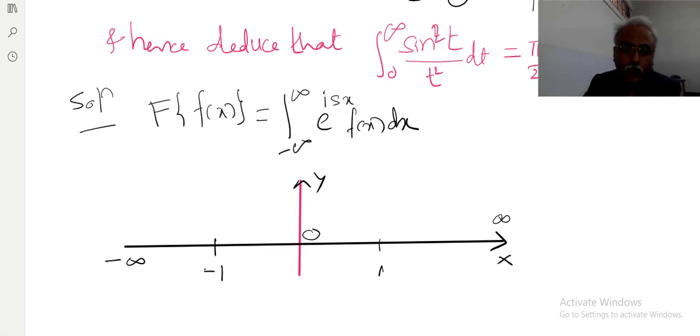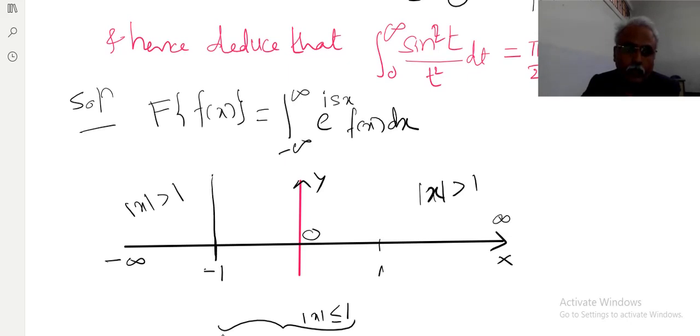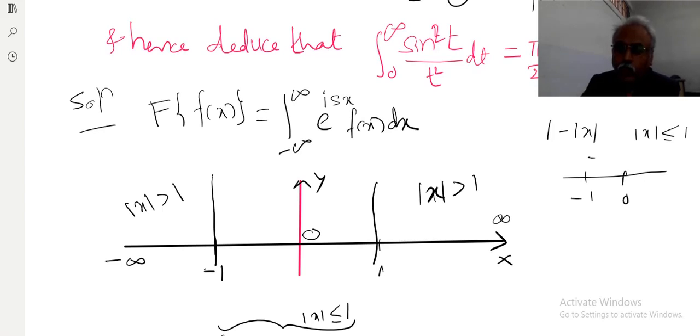Again we require this 0 here. This part is mod x less than or equal to 1 part. Outside this range, it is mod x greater than 1. So again, here in this part, we have 1 minus mod x in the range mod x less than or equal to 1. Now here again there are 2 parts. Minus 1 to 0, this is the negative part, and 0 to 1, this is the positive part.